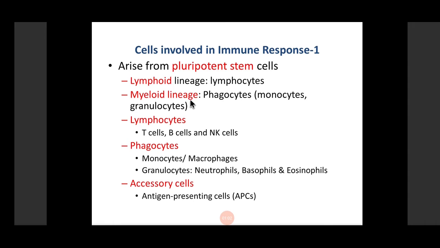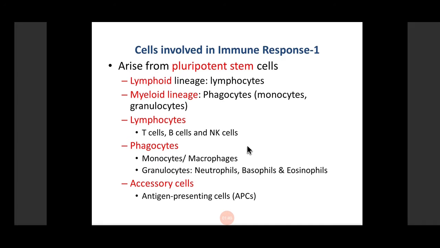Then we've got myeloid lineage, from which phagocytes arise, which includes both monocytes, macrophages, and granulocytes. Granulocytes, we all know, include eosinophils, basophils, and neutrophils. Okay. Now, if you talk about lymphocytes, we've been discussing it earlier also. Lymphocytes are further subdivided into cells such as T cells, B cells, and NK cells. Remember, we last time discussed NK cells, that is the natural killer cells. And then phagocytes, as I had mentioned earlier, monocytes, macrophages, and then we've got granulocytes.